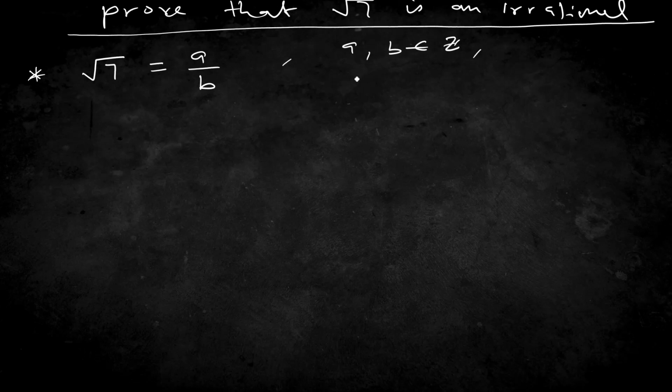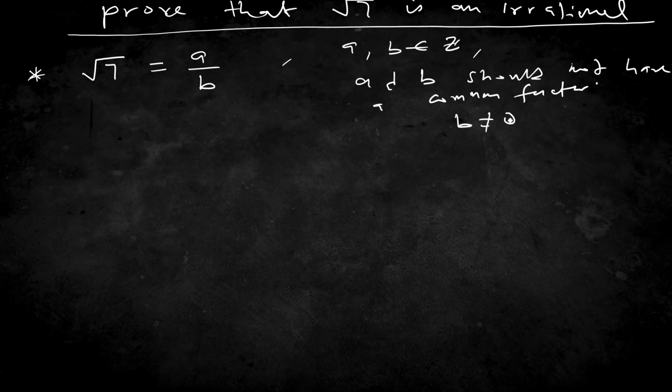So a and b do not have a common factor, and b is not equal to 0. All right, so let's go ahead and see.